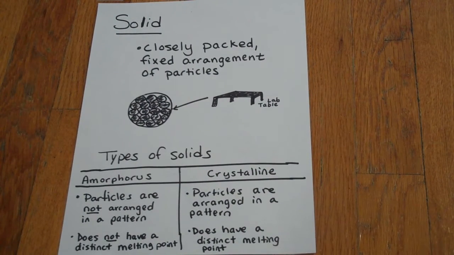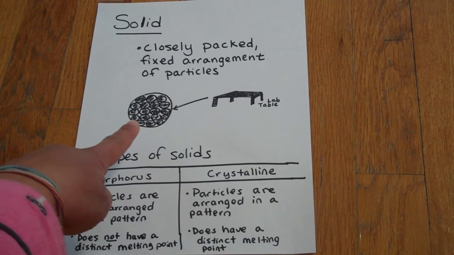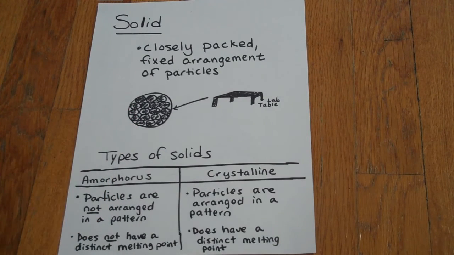A solid is a closely packed, fixed arrangement of particles. Here I drew a lab table, which is an example of a solid. And if you zoomed in, you would see these particles tightly packed for the lab table.